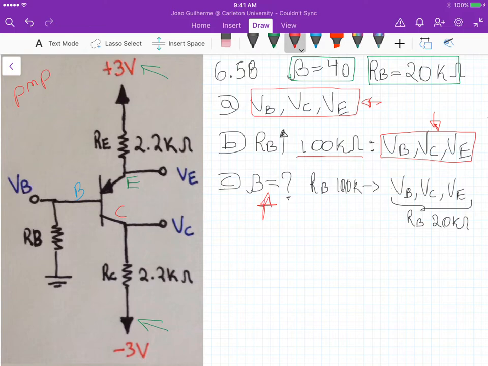The third part, we are basically going to define a new common emitter gain. Remember, this is a parameter from the BJT, such that the voltage that we get with the base resistance of 100K ohm is the same as the voltage that we got when we analyzed the circuit in part A with the base resistance 20K ohm. Okay, so let's start with part A.